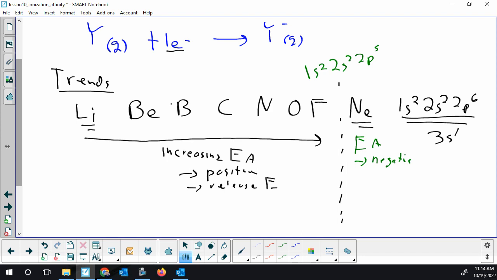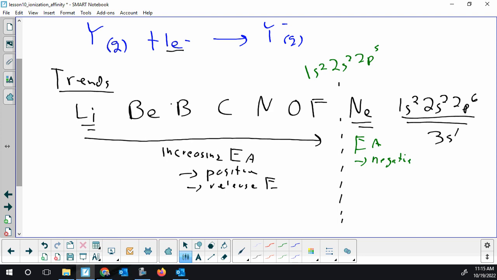Now, the trends up and down aren't consistent, so we're not going to do group trends. The very generalized trend for this grade 11 course is that as you work your way across, the electron affinity goes up until you get to the noble gas. And it doesn't make a big difference how high or low you are in the table. We're not going to go into that. Your textbook dives into a little bit, okay?